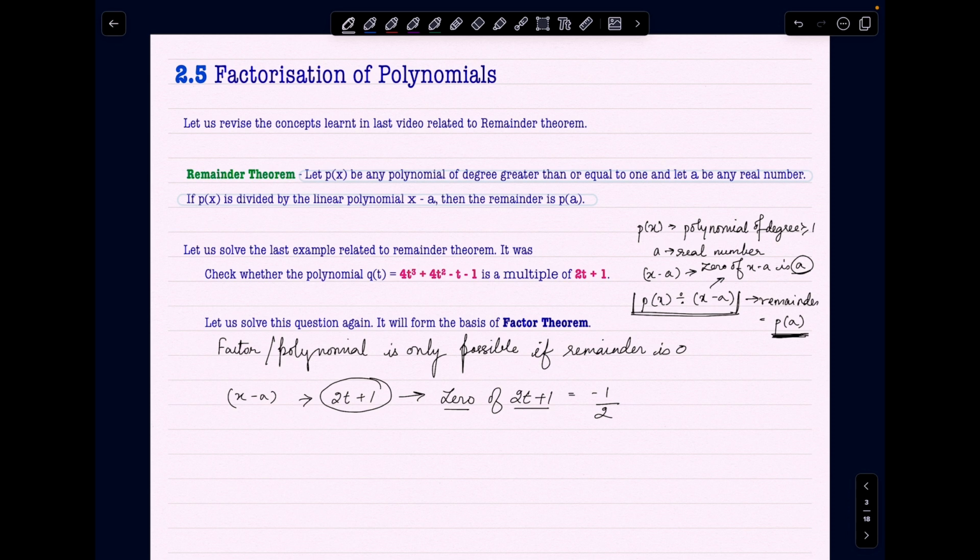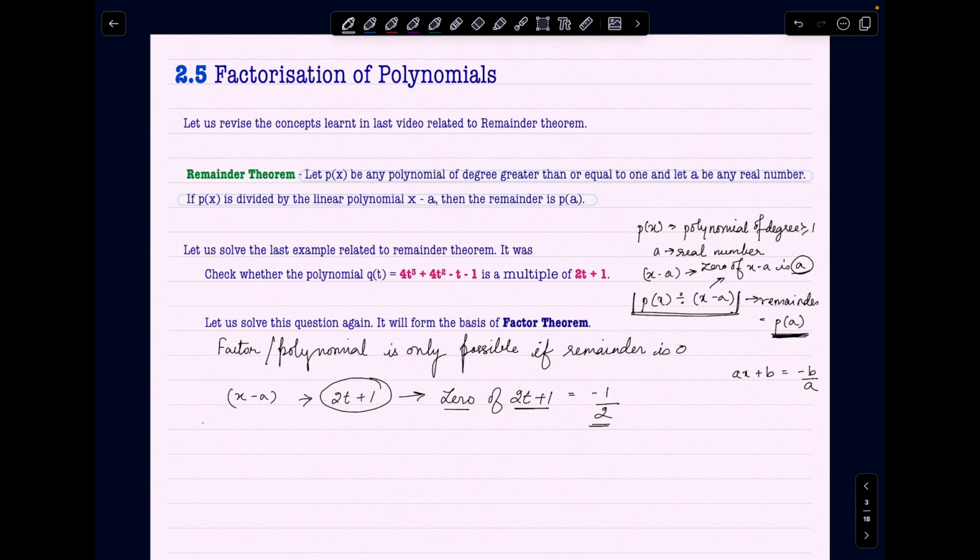Okay, so this is a linear polynomial. I have already told you if the linear polynomial is ax plus b, its zero value will be minus b by a. Same thing here: 2t plus 1 is a linear polynomial, and its zero value will be minus 1 by 2. Directly we are getting it. Understood? So now we know that we have to check the value of the dividend.